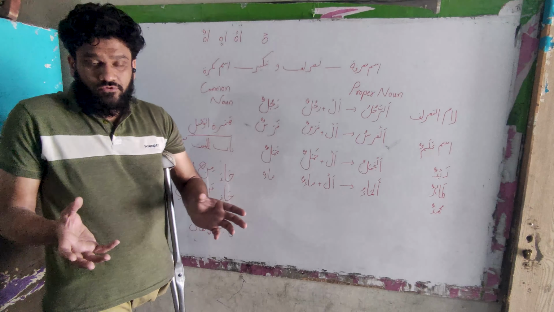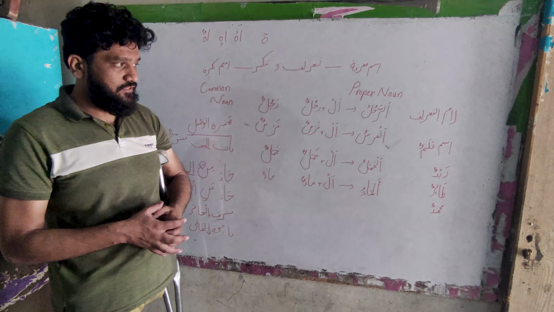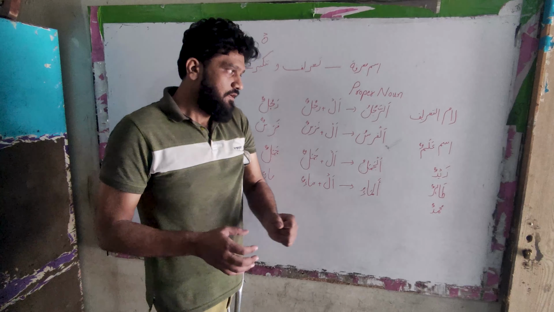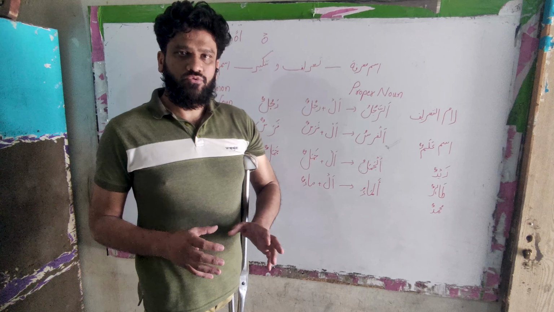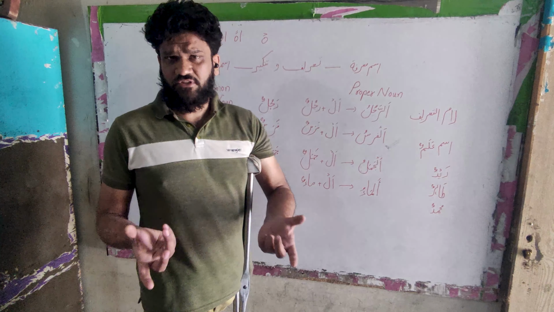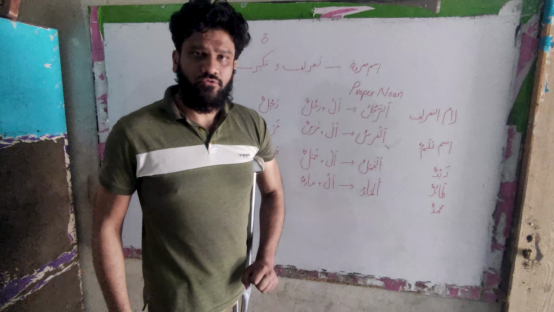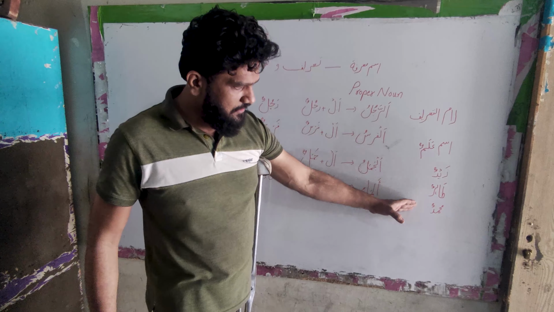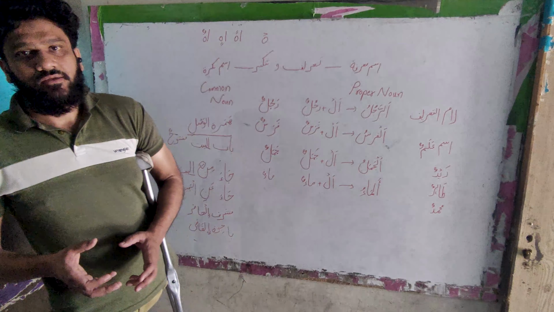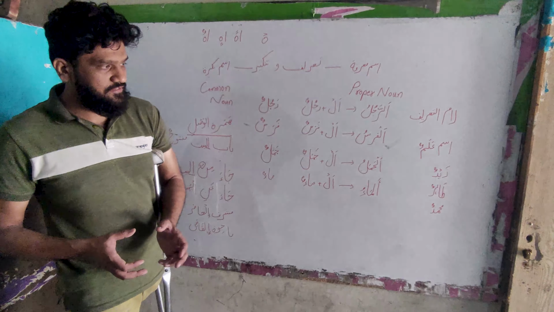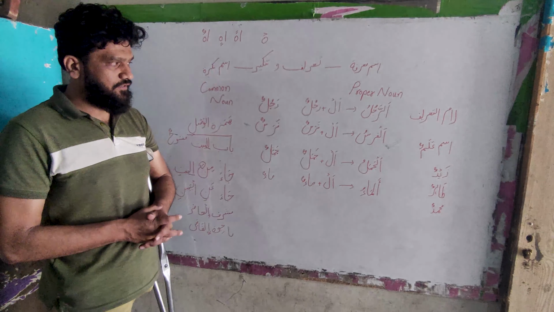Now here's a question: do all the proper nouns have one dhamma at the last letter? No, there is an exception to it. Ismun alam are those nouns which are used as the names of certain persons. For example, Zaidun, Tahirun, Muhammadun. Now all these three words are nouns. If they are used as names of certain persons, then they will be proper nouns and they will be read with the tanween of dhamma at the end.